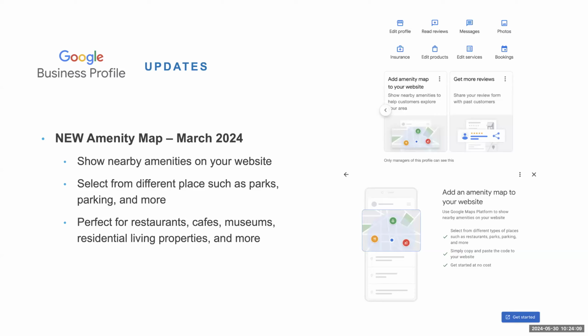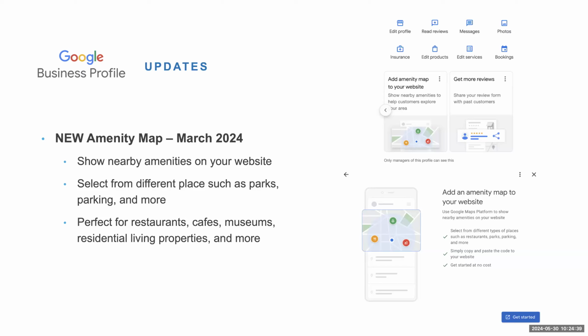In here, you can create a custom map that you can add to your website, which is so cool. Let's just say a running shoe store is an example I give all the time. Maybe you want to show some nearby parks that have running trails in them. You can add an amenity map to your website that only shows the parks nearby.